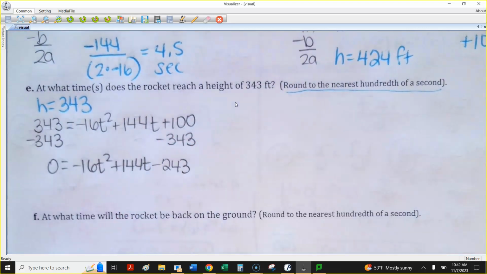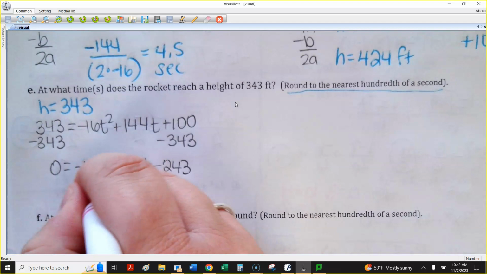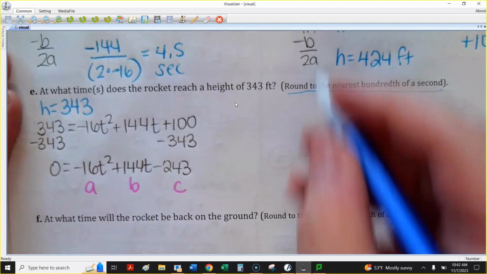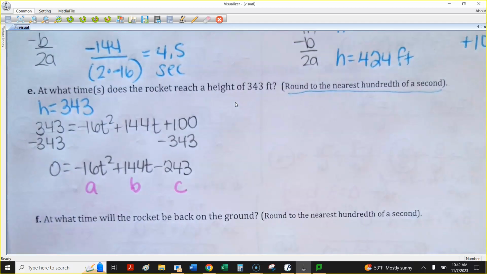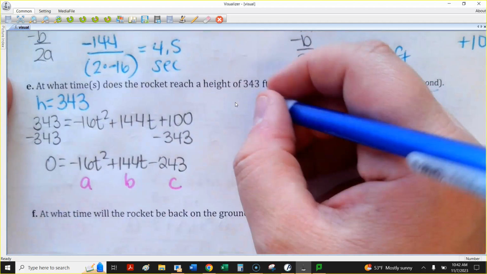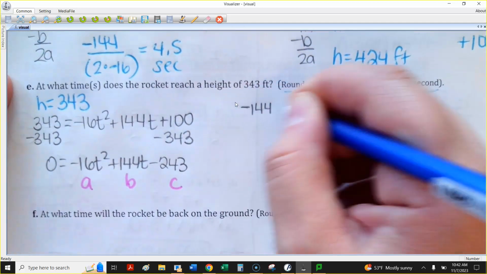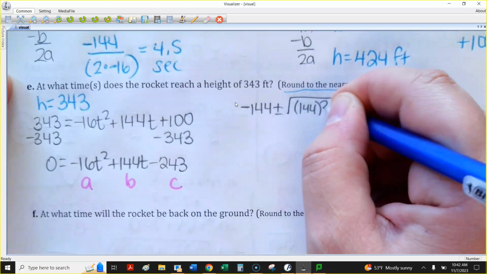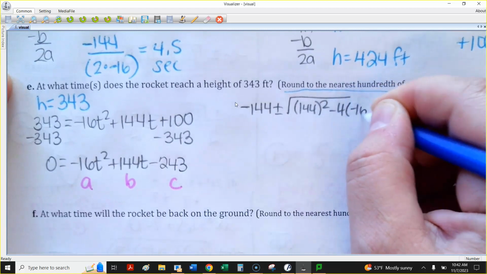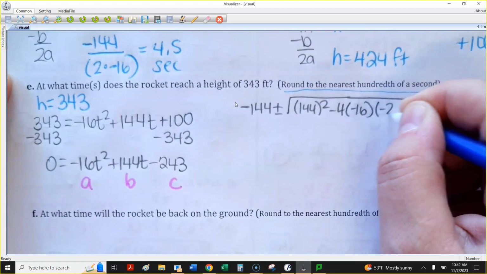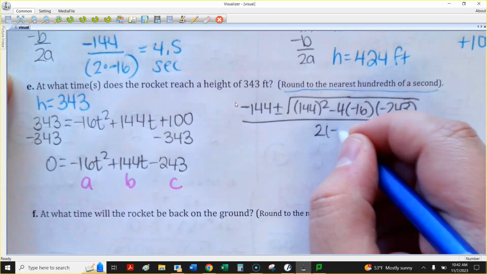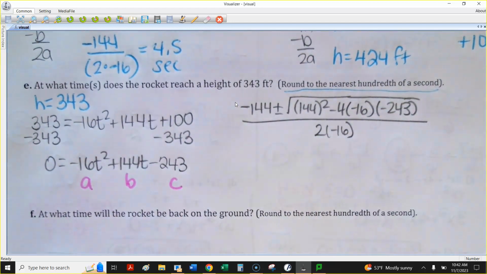From there is where you want to identify your A, B, and C values. All right, so A should be negative 16, B will be 144, and C will be negative 243. So we're going to be working with a little bit bigger numbers here, but we're just going to use the calculator. So opposite of B would be negative 144, plus or minus square root 144 squared, minus 4 times your A value, that's negative 16, times your C value, that's the negative 243. Everybody over 2A, which is going to be 2 times negative 16.